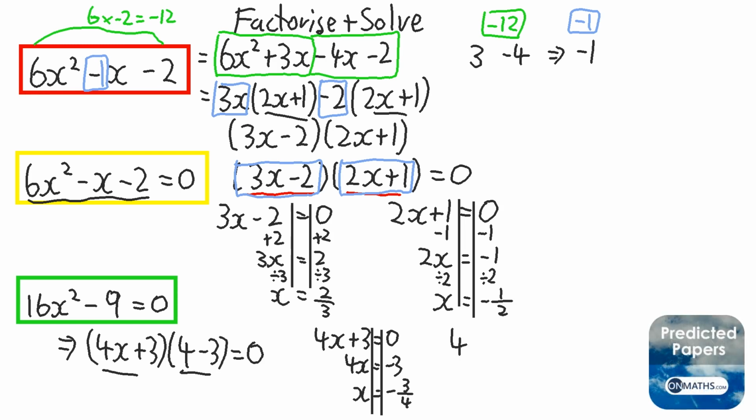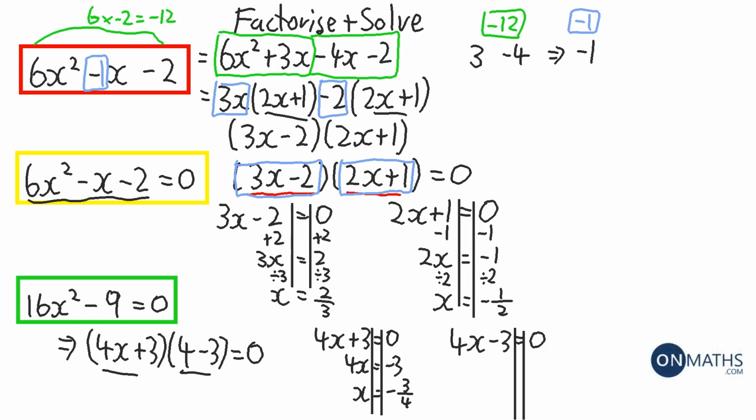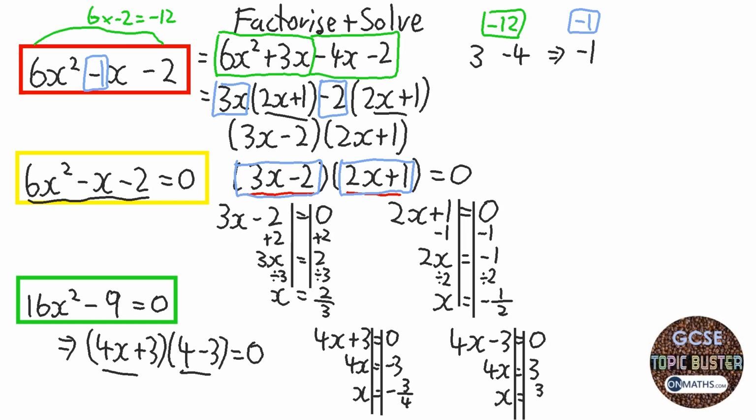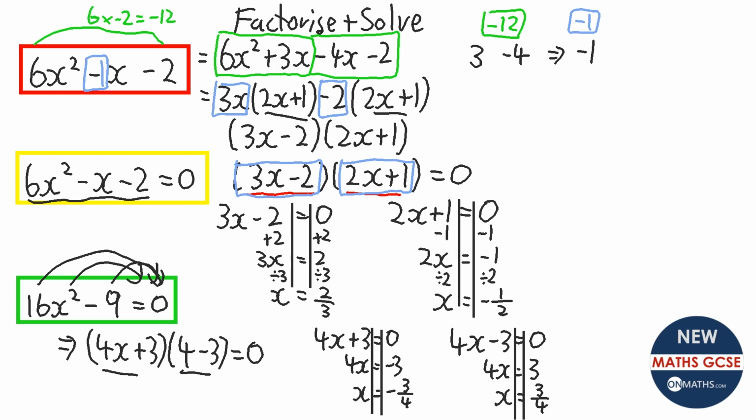We'll do the same again, but this time 4x minus 3 equals 0. I'm going to add 3 to both sides, and then divide by 4. So it's x equals minus 3/4, and x equals just 3/4. And there's a different way of doing that. You could have added 9 to both sides, then divided by 16, and then square rooted it, and that would also work.